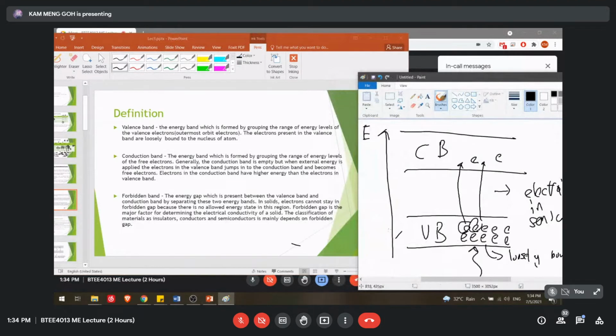You can imagine that the energy keeps increasing. Maybe this level is E1, E2, maybe E3, E4. E4 is higher than E3, higher than E2, higher than E1. This is the concept. Then in between, there won't be any electrons staying here because there is no allowed energy state. Theoretically, there's nothing in here. But this will decide the width of the energy gap, and it will decide whether it's a semiconductor, insulator, or conductor.